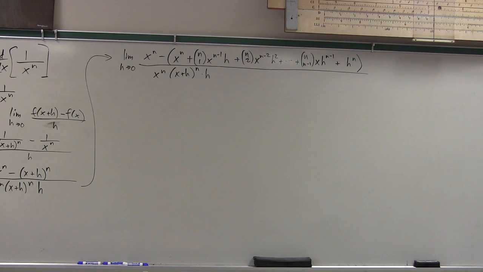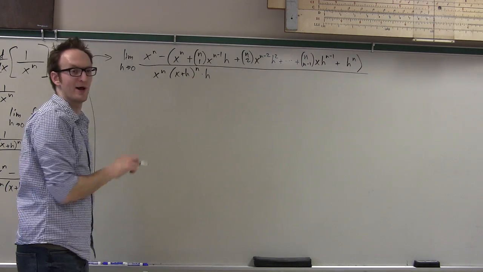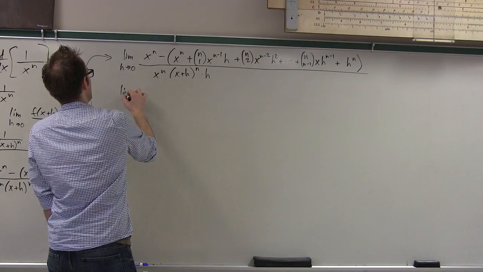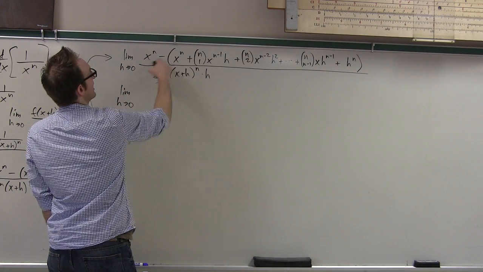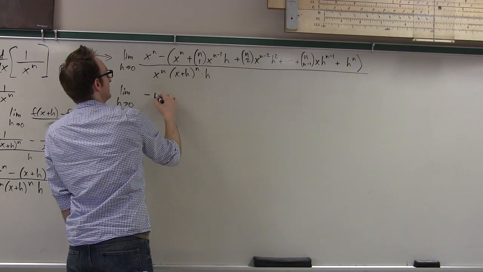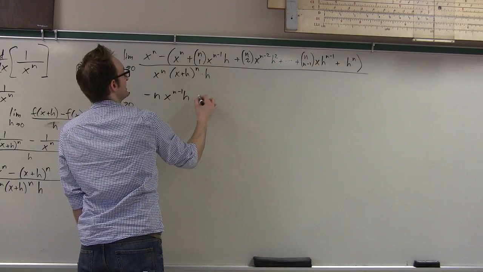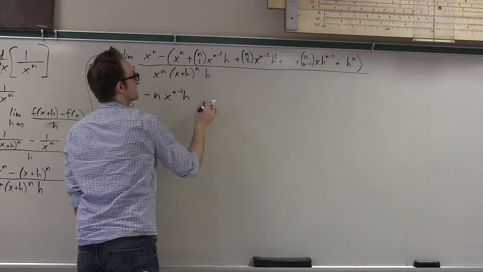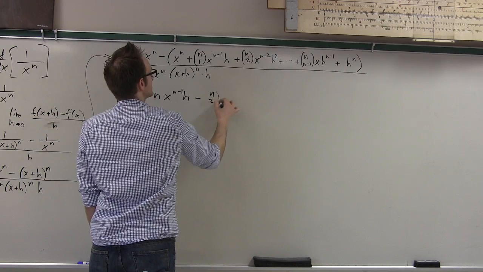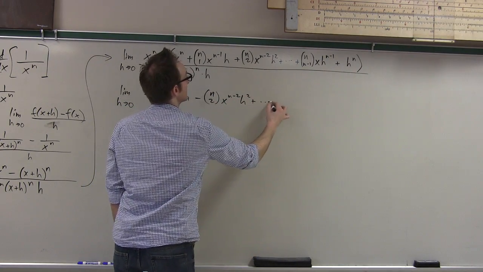So it looks actually very much like our previous proof, but with a couple extra steps now. All right, let's keep going. So now the negative distributes through, right? And so I get the limit as h goes to 0 of negative, okay, n choose 1 is just n, so negative n, x to the n minus 1 h, minus n choose 2, x to the n minus 2 h squared.